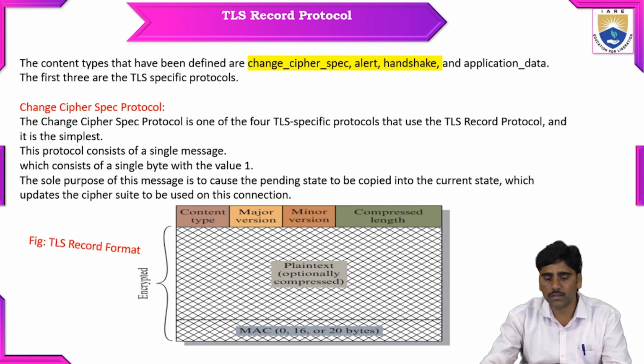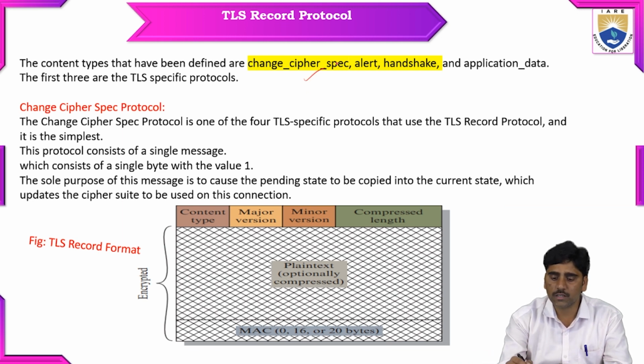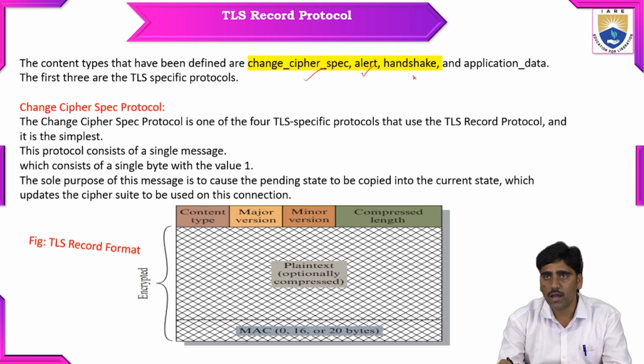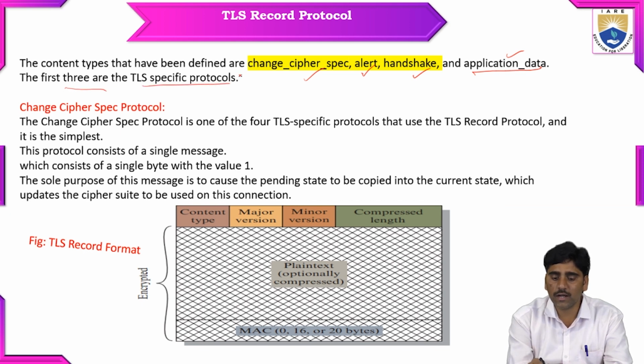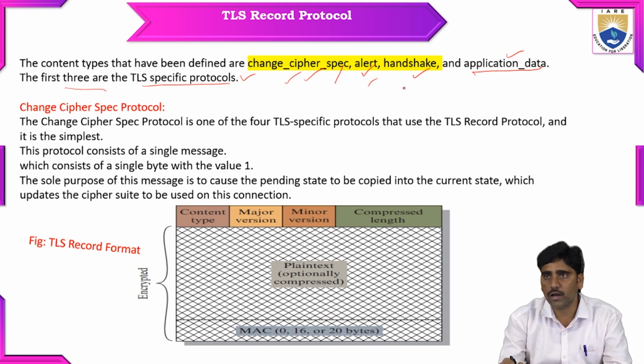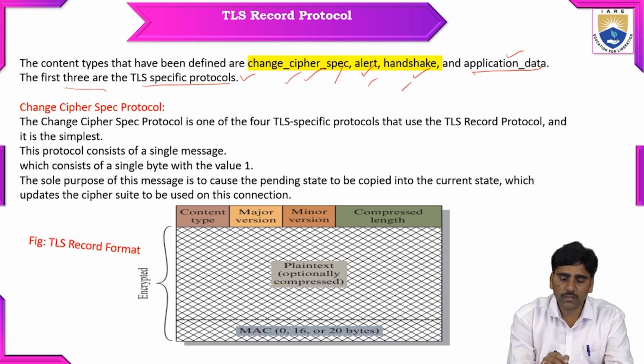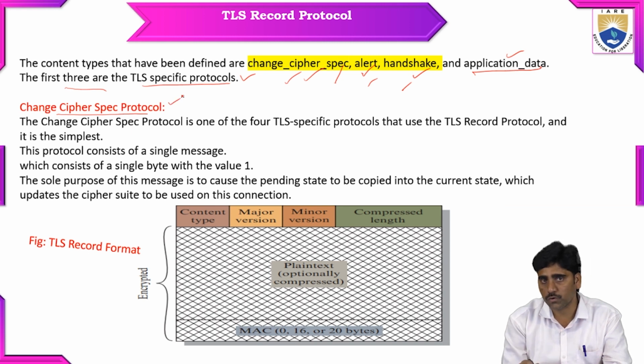The content types that have been defined are change cipher spec, alert, handshake and application data. So these are all the record protocol operations that have different content types. Here the first three are TLS specific protocols. What are those? Change cipher spec protocol, alert protocol and handshake protocol. These three protocols are TLS specific protocols. In that, the first one is the change cipher spec protocol.